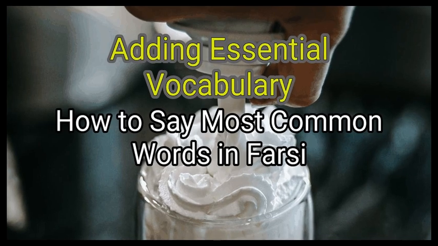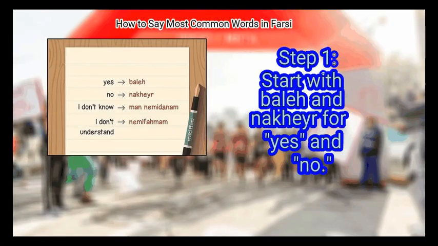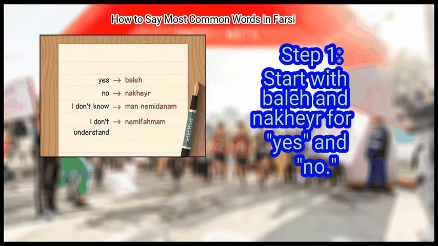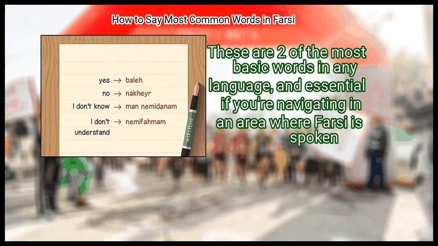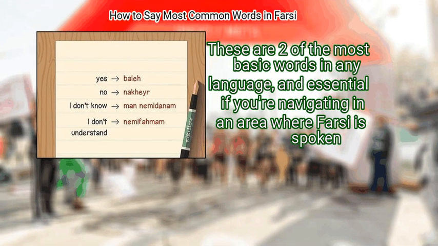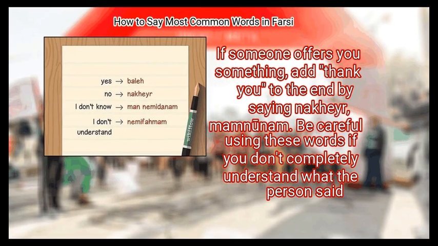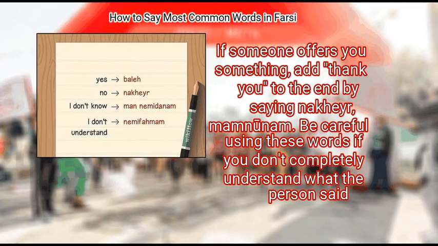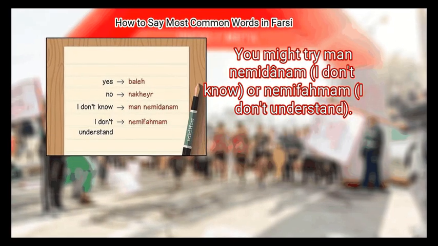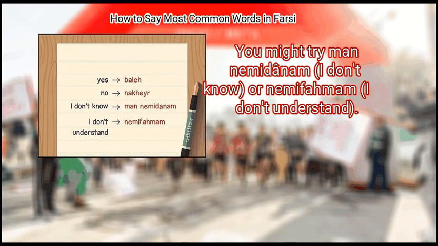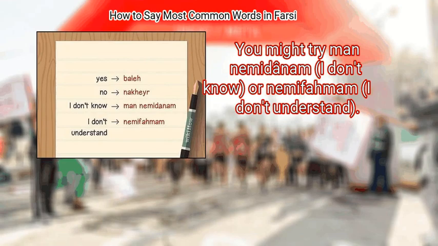Method 1. Adding essential vocabulary. First, start with bale and nakhair for yes and no. These are two of the most basic words in any language, and essential if you're navigating in an area where Farsi is spoken. If someone offers you something, add thank you to the end by saying nakhair, mamnunam. Be careful using these words if you don't completely understand what the person said. You might try man nemidanam, I don't know, or nemifahmam, I don't understand.